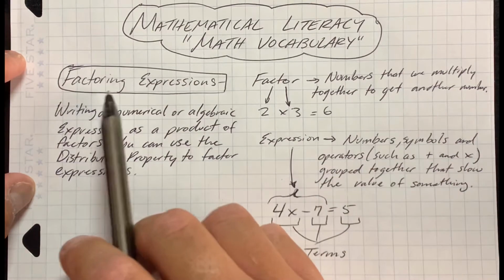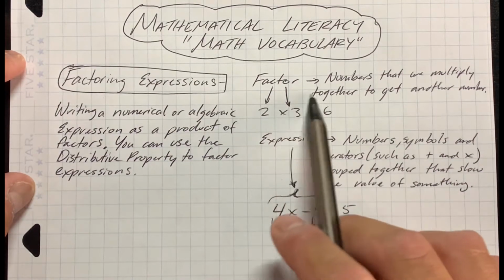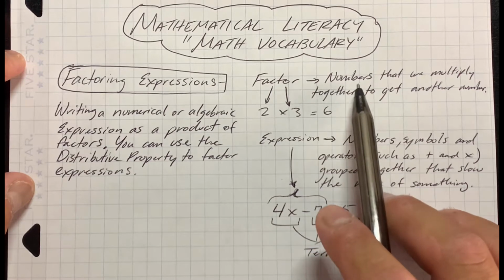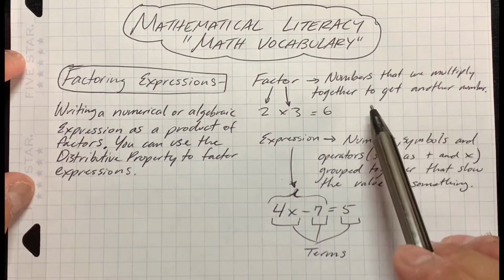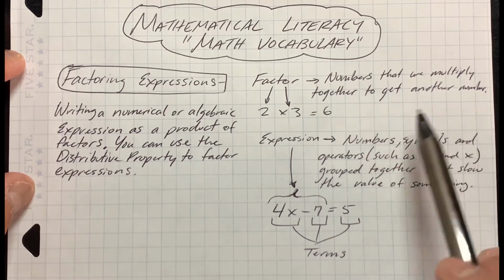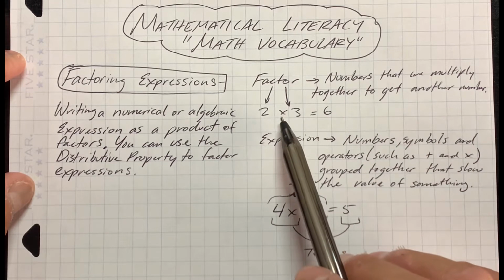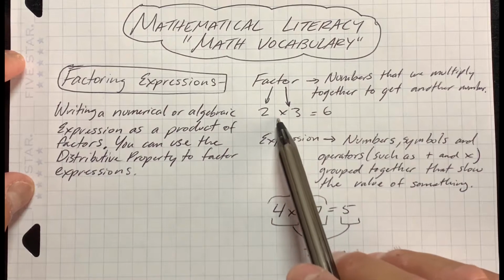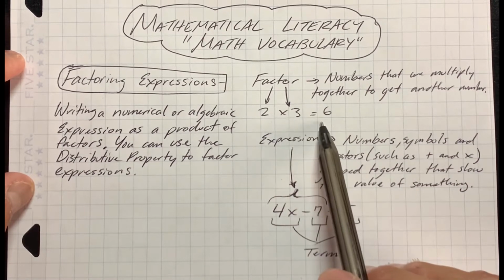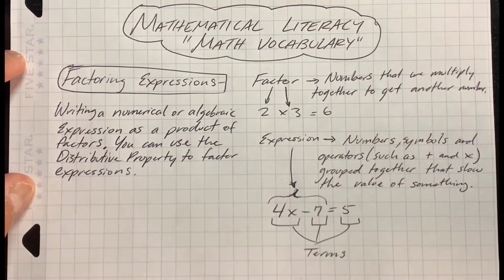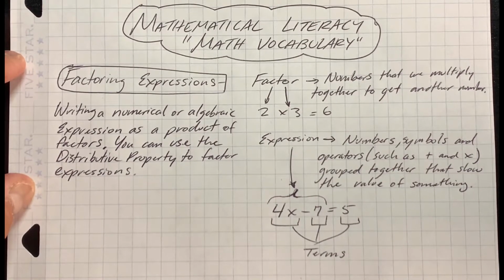So when we factor, factoring means that, or just the word factor, they are numbers that we multiply together to get another number. For an example, when we use multiplication, we have the factor 2 times the factor 3 to get the product 6, okay? So keep in mind what a factor is.